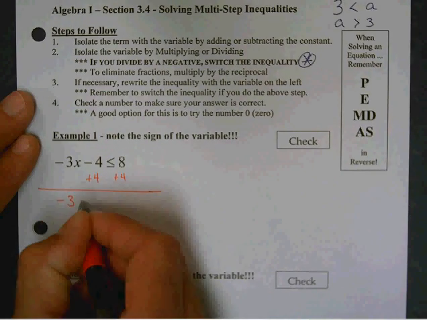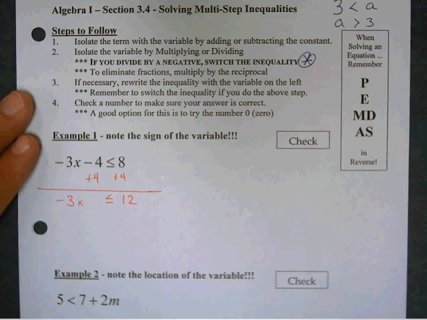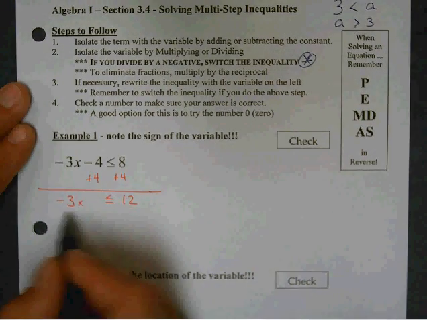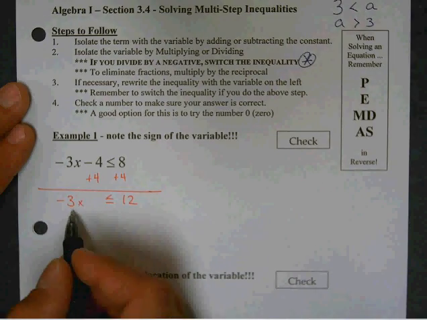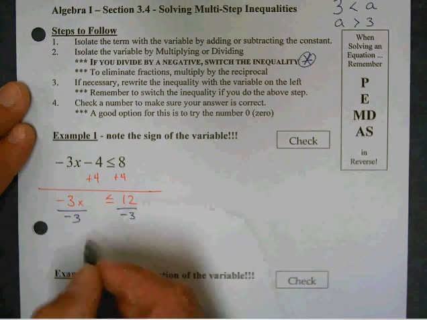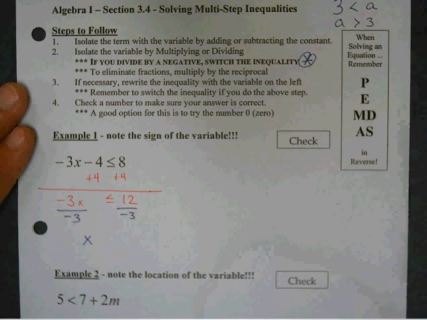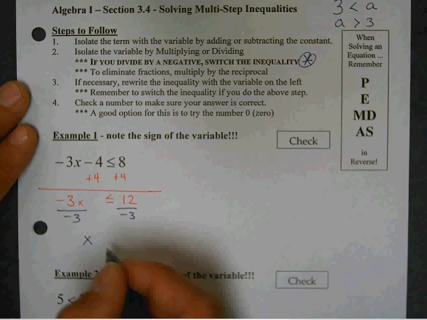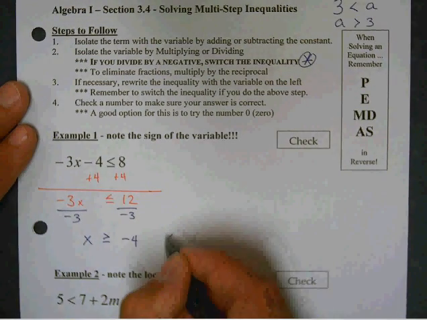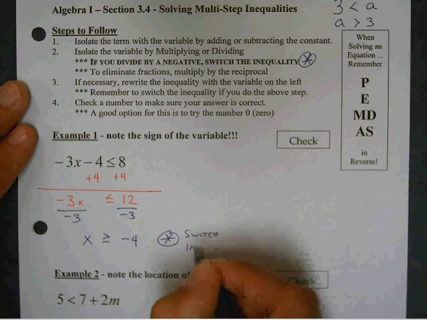So negative 3x is less than or equal to 12. To solve for the x, how do you get rid of the negative 3? It's connected with multiplication, so we divide. I divided by a negative, so my less than or equal to becomes greater than or equal to. Put a little star there that says switch the inequality.